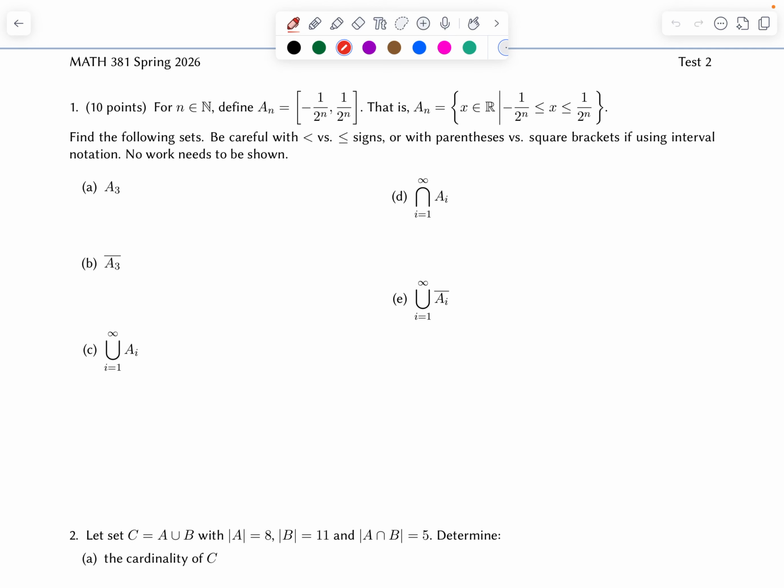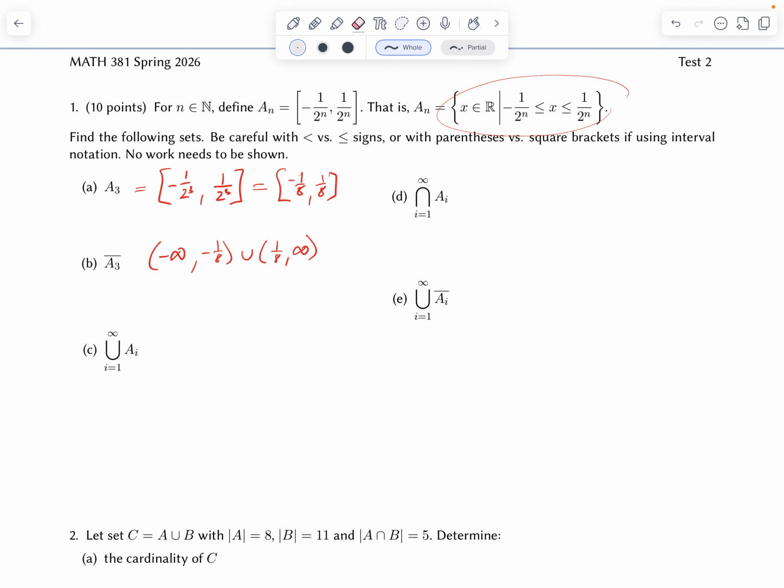Okay, for problem 1, it's pretty straightforward. Part A is just the set that goes from 1/8 to negative 1/8. And then the complement of that, of course, goes from negative infinity to negative 1/8 and 1/8 to infinity. You could write this using set builder notation as well, and that would be fine.